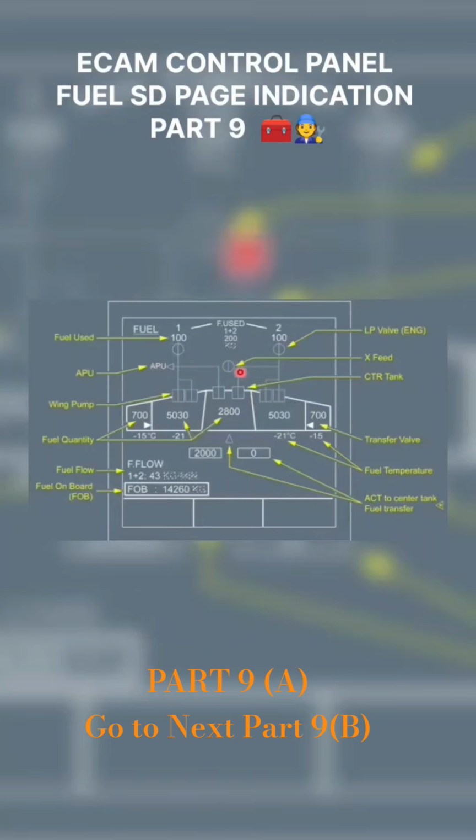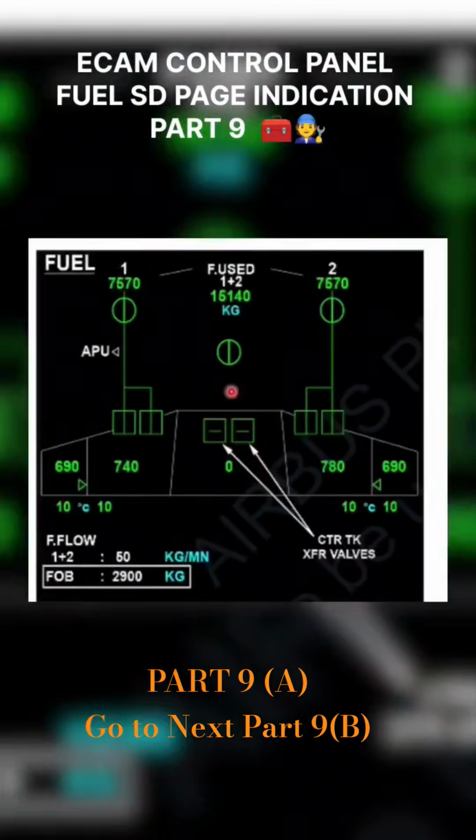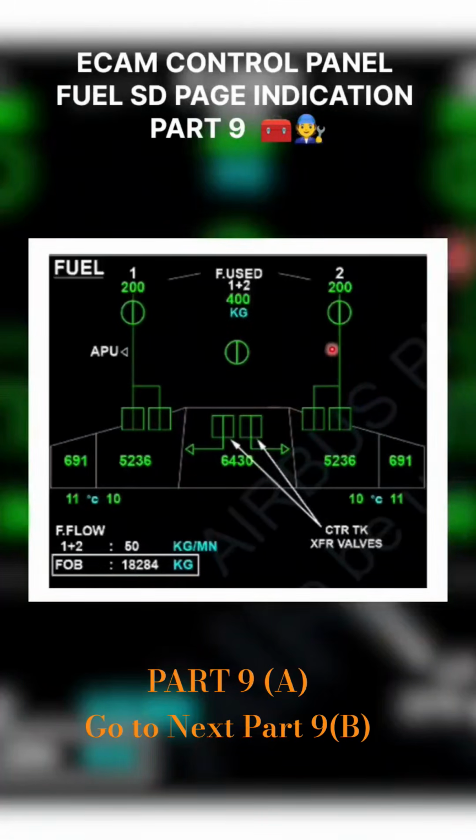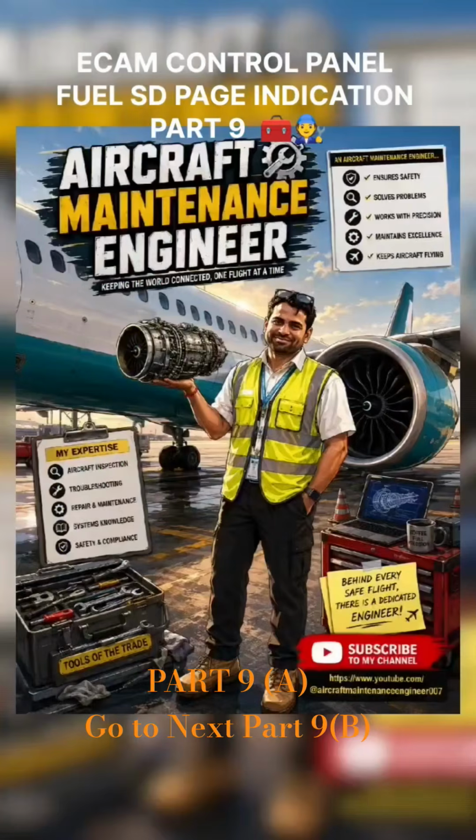You can see the cross feed, how the center tank gives supply to the LH engine and RH engine, as well as the cross feed valve. And this is your transfer valve for the new engine. In the bottom side, you can see it is a transfer valve, and the cross feed valve supplies from LH to RH side. So this is just about the indication. Wait for the next part, where I will go into more detail about this fuel SD page.